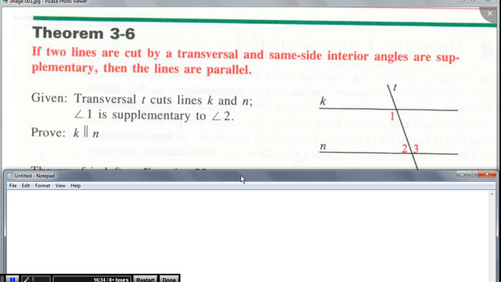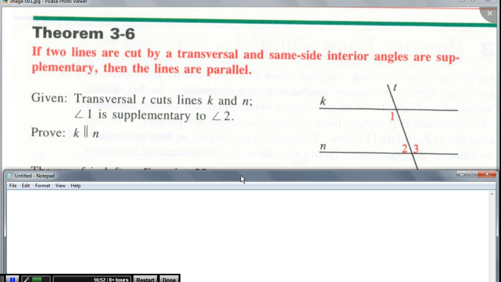That's why we said we have to use the angle addition postulate to say that their sum is 180. Then you could use the definition of supplementary angle to say that angle 2 and 3 are supplementary, and you could use the theorem we just talked about. What's another way of proving this? Anybody see it?